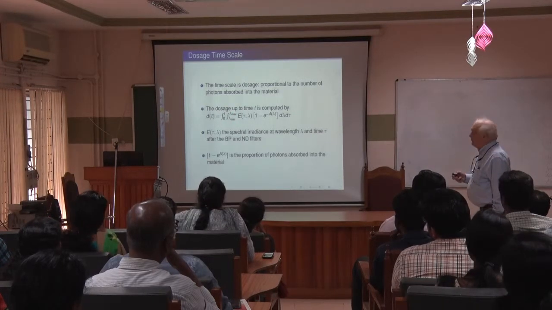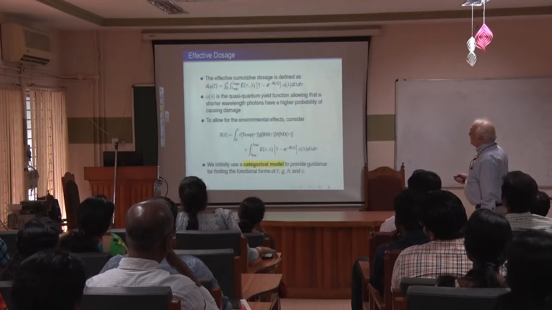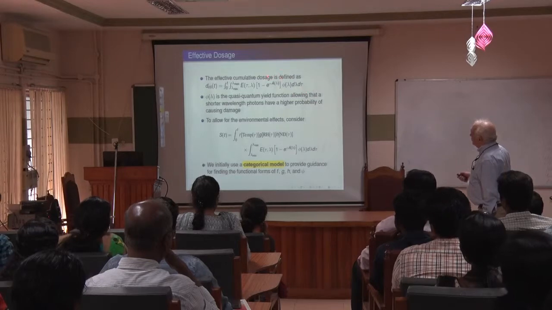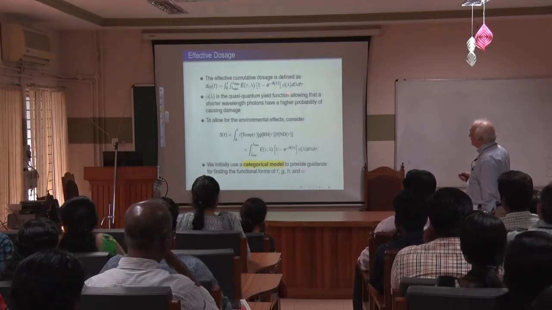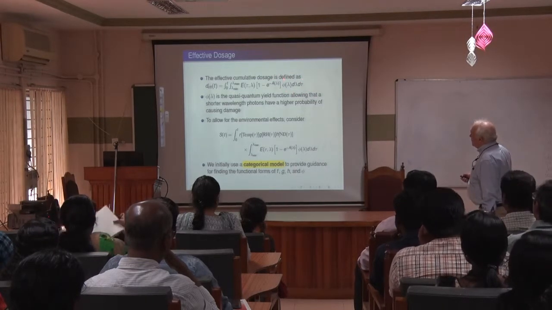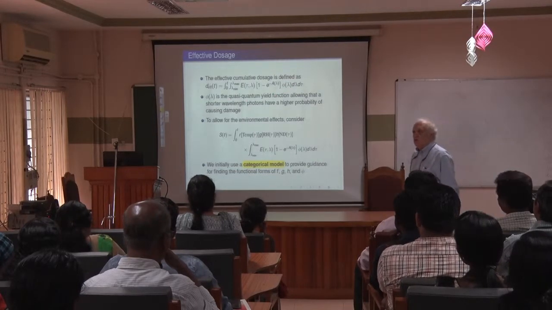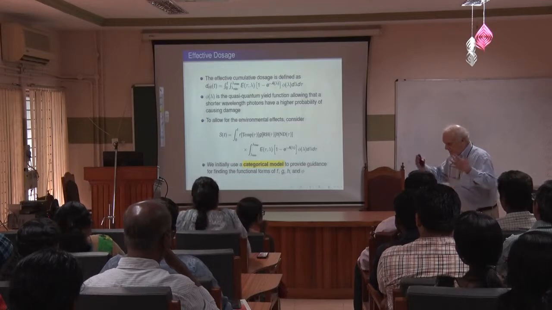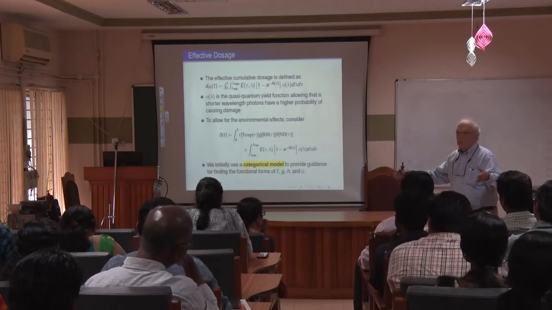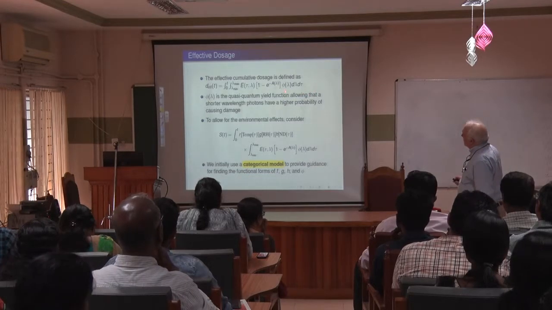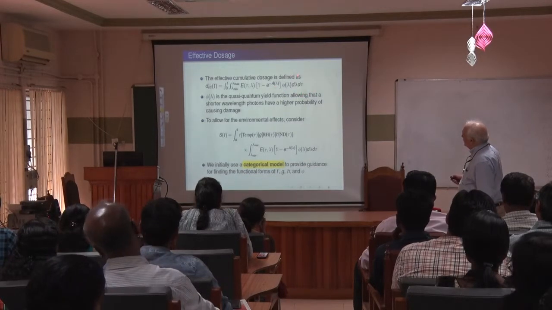Sort of a pure dosage, but here we're interested in the effective dosage. And the effective dosage has this additional factor in here, which is known as the quantum yield. So quantum yield is a concept of photodegradation. And it also depends on wavelength.